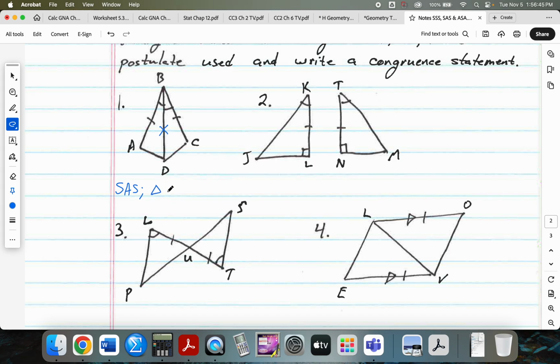And our congruence statement would be something like this. Triangle ABD is congruent, and then I've got to make sure I match up the corresponding parts. So A in this triangle matches up with what in this triangle over here? C, and then B goes with B, and D goes with D.